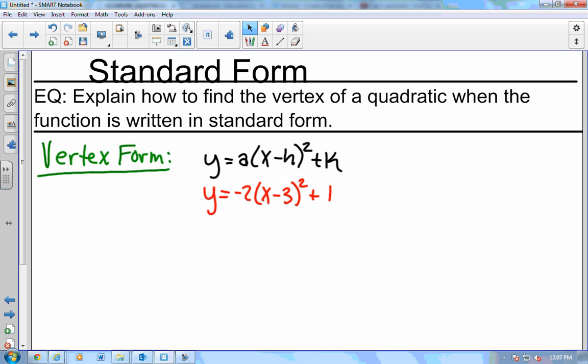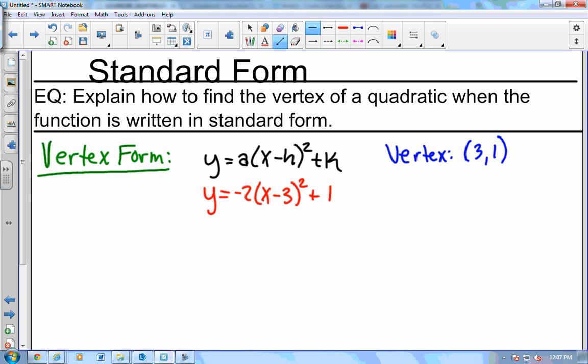Why is it not negative 3? Because we say opposite. The opposite of a negative would be a positive, right? So the inverse, 3, 1. So this form is really nice because we can just look right at it and say opposite, same, and we see the vertex, which means we can graph it. Sarah, can you keep up, please?